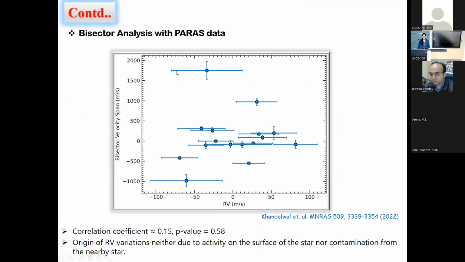So we also performed the bisector analysis on the PARAS data, to check whether these signals are coming from activity on the surface of the star or contamination from nearby stars. So we checked the correlation between radial velocity and bisector velocity span, and found a correlation coefficient of 0.15, which is not significant. So this also supports that there is a companion around this star TOI-1789.